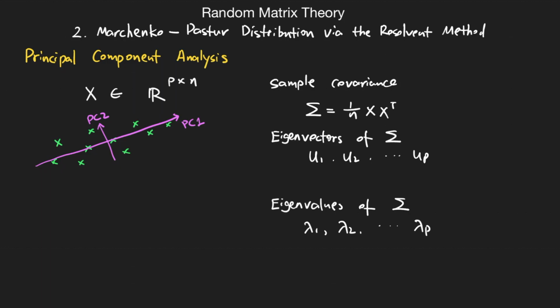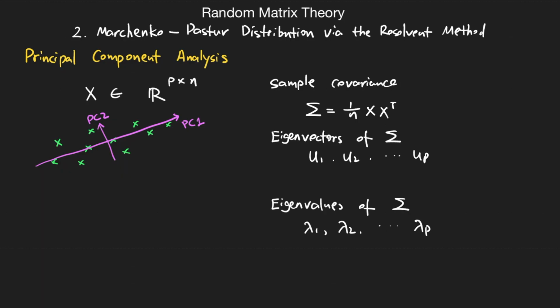Okay, let's get started. Let's first do a quick review of principal component analysis. We can start with the data given by a matrix, a P by N matrix. You can think of P as the number of features and N as the number of data points. Let's say that the data is centered, which means the sample covariance sigma equals 1 over N times XX transpose. For principal component analysis, we care about the eigenvectors and eigenvalues of sigma.